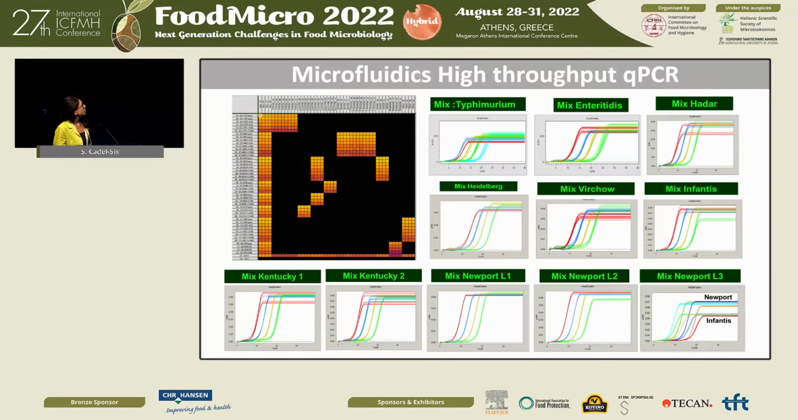Here is an example of results. We have the chip here. Every point is a PCR reaction. We were testing different DNA dilutions and replicates. The positive reactions are colored from yellow to red, and black points are PCRs with no reaction. And as you can see, the results are excellent.